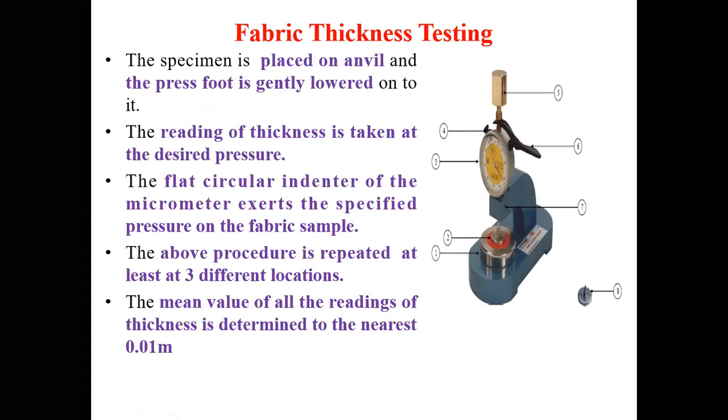Now, let us discuss the work procedure. You have to place the specimen onto the anvil, and the pressure foot is gently lowered onto it. The reading of the thickness is taken at the desired pressure, and the flat circular indenter of the micrometer exerts a specified pressure on the fabric sample. You have to repeat this procedure for three different locations, and the mean value of all the thickness readings is determined to the nearest 0.1 millimeter. So this is all about the measurement of thickness.